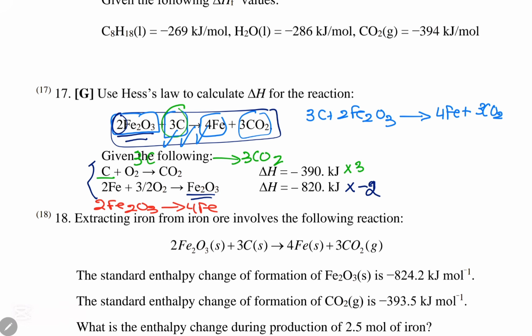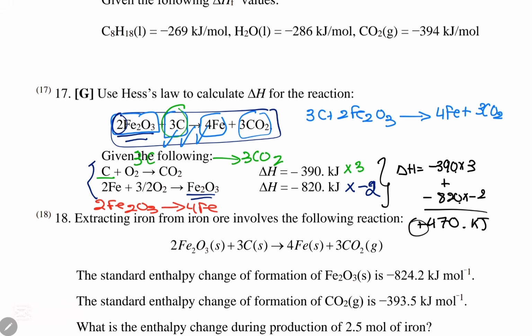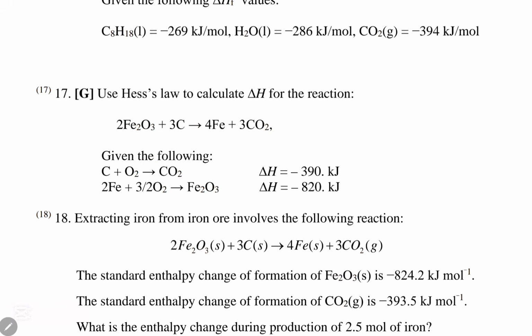So now let us find the delta H of the reaction. Delta H is equal to minus 390 times 3 plus minus 820 times minus 2. So I got an answer to the correct number of significant figures. So this is 3 significant figures it should be. I got an answer of plus 470 kilojoules. Please remember in the exam to put your plus and minus. That's it for question 17.